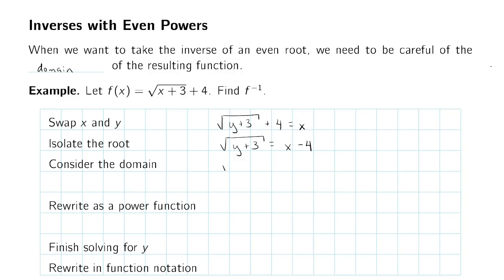The square root is always greater than or equal to 0. So we must have x minus 4 greater than or equal to 0. Solving that, we'll have x is greater than or equal to 4. That will be the domain of our inverse function.